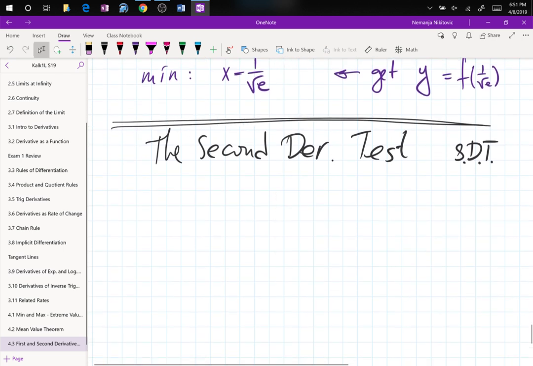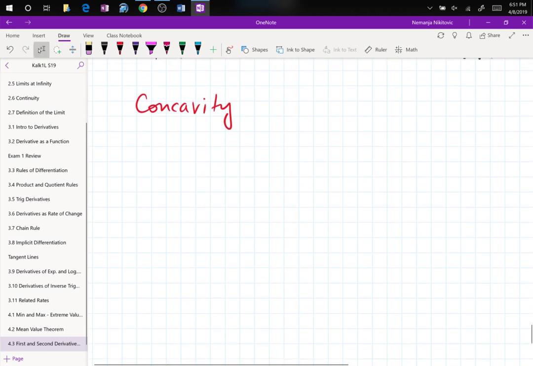And now this one deals with a concept called concavity. Now first we need to understand concavity as a concept.